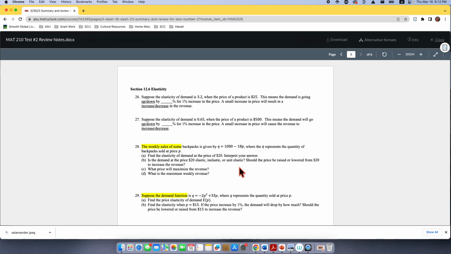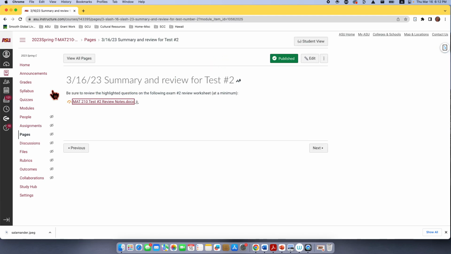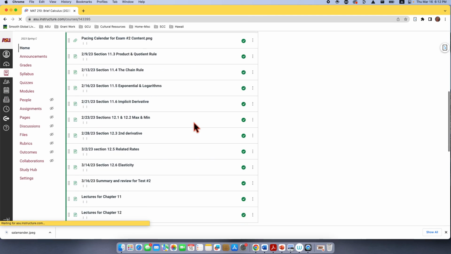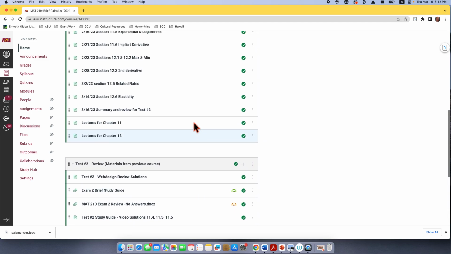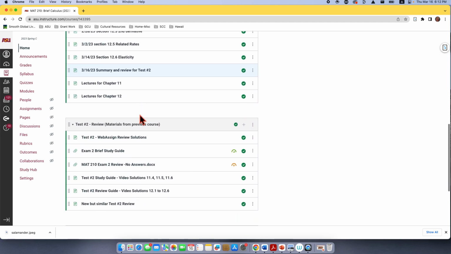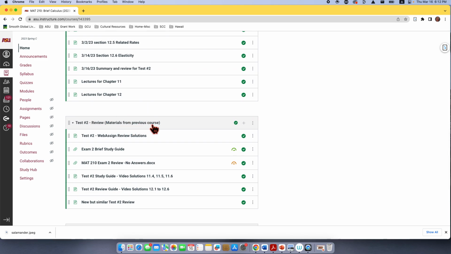Let's hit on these highlighted ones, and I'm going to come back to that one. Go back, and I think in the announcement I actually made links to each of these things. So here's the summary for the test. Down here's the test 2 review materials. So there's a lot of stuff here. It's a newer but similar one. I looked it over, it's so similar. Actually, it's got fewer things than the old review does.